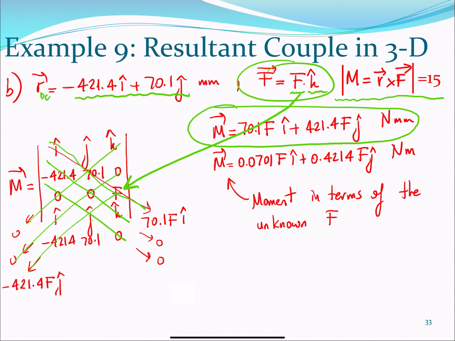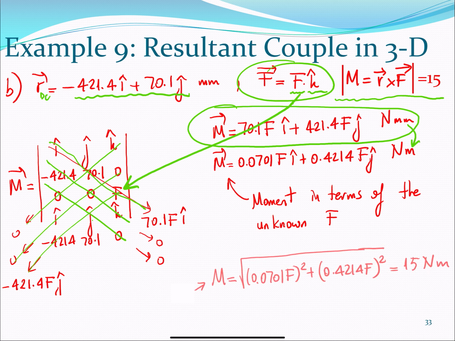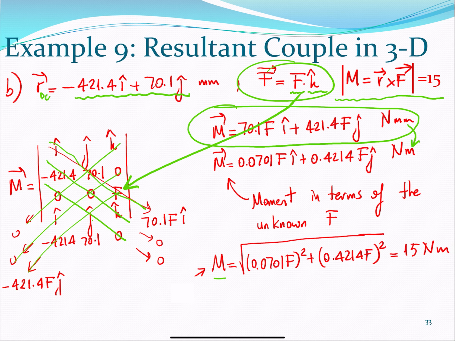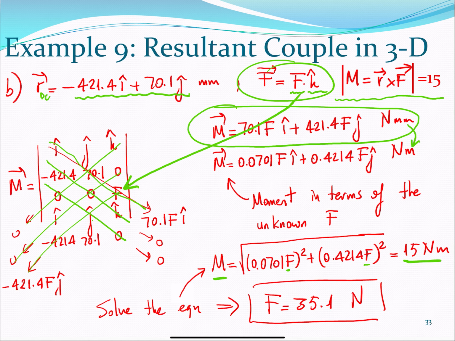Here there was a transformation of units, from millimeters to meters. So everything got divided by 1,000. And then the next step is to find the magnitude, make it equal to 15, and leave one variable inside, which can be solved using your calculator. And then F is equal to 35.1 newtons. So that takes care of part B.